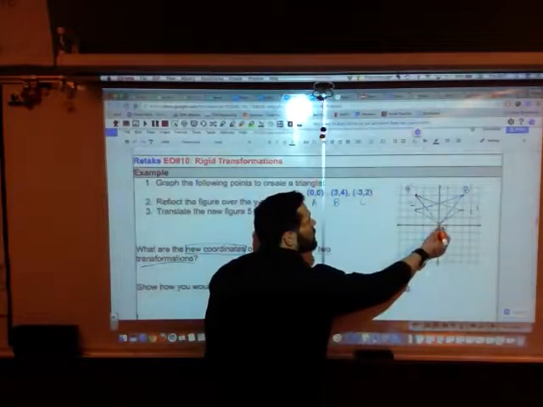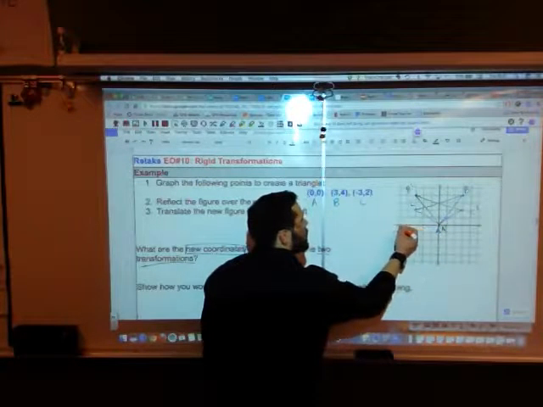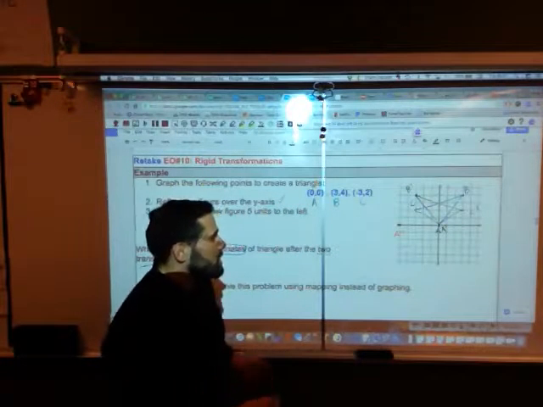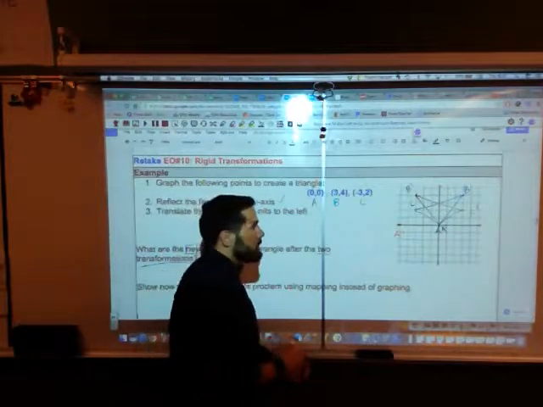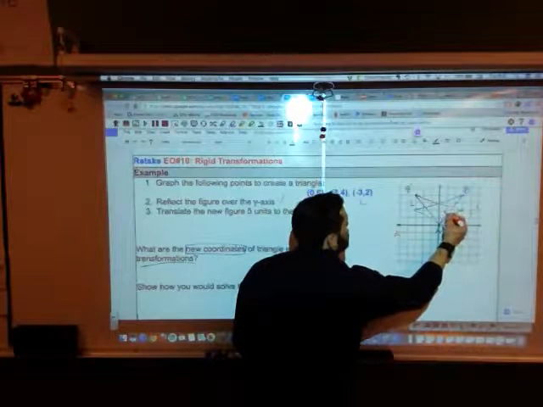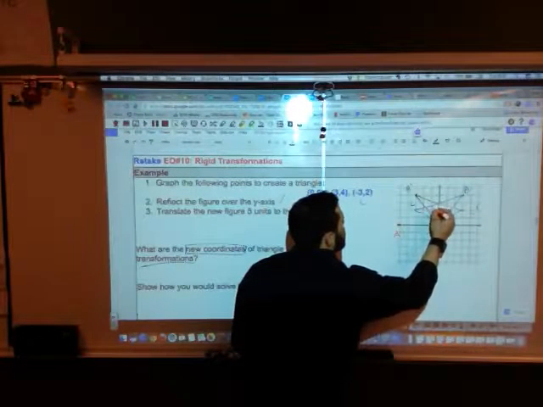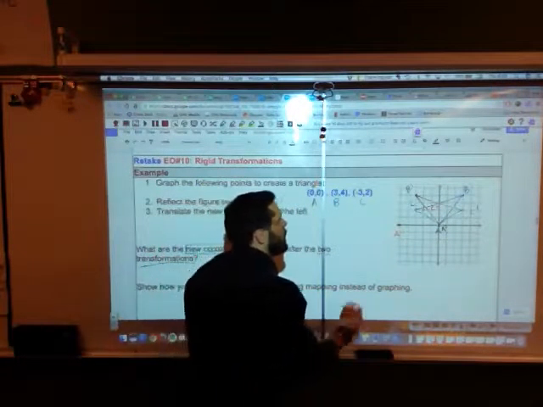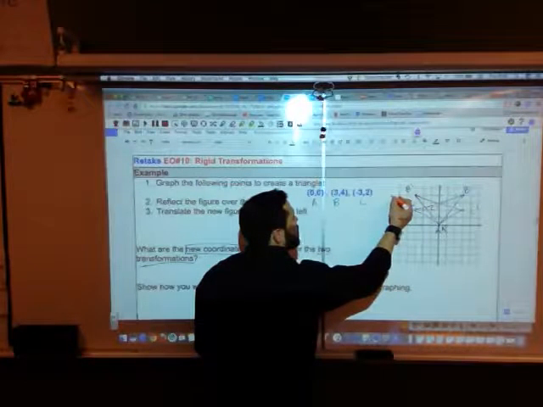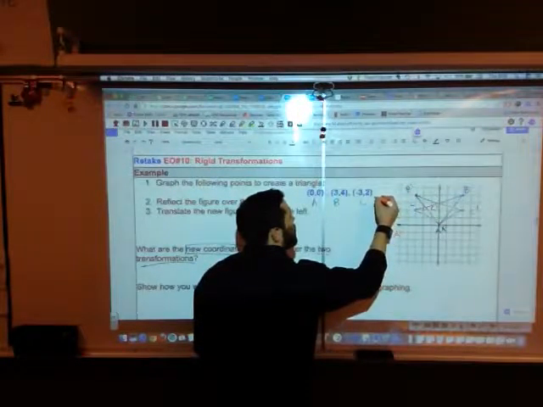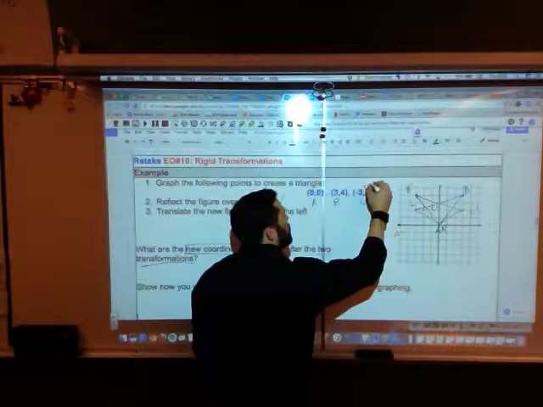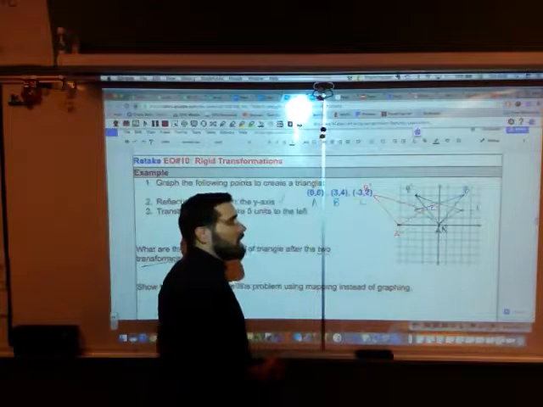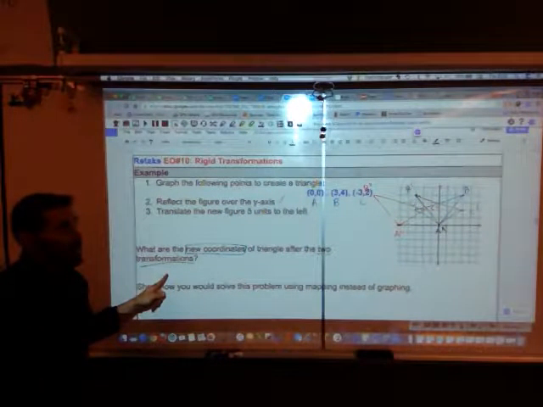If I go 5 to the left on this one, 1, 2, 3, 4, 5, I get A double prime, because it's the second transformation. Transformation just means change. C, 1, 2, 3, 4, 5. That would be C double prime right there. And B is the one that's going to take us off the map. I would have 1, 2, 3, 4, 5. B double prime. There's that figure that they want the new coordinates on.